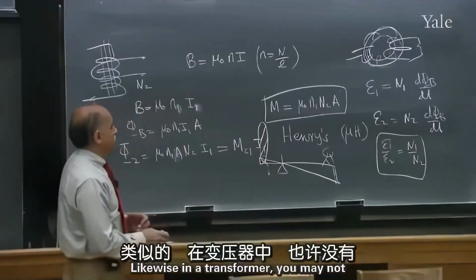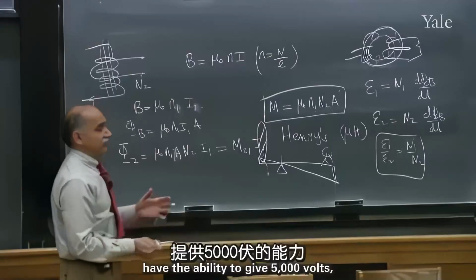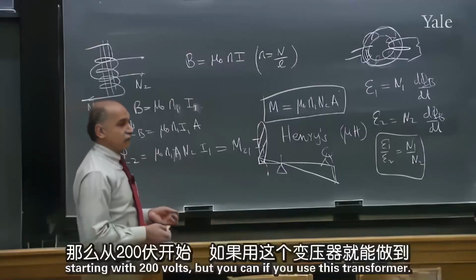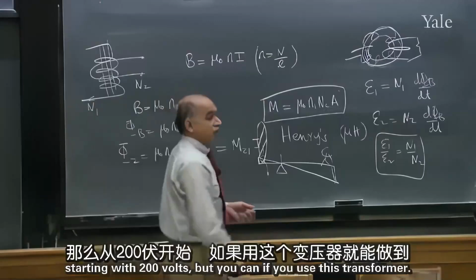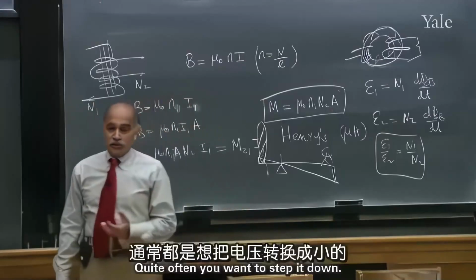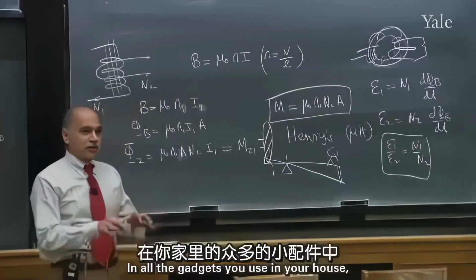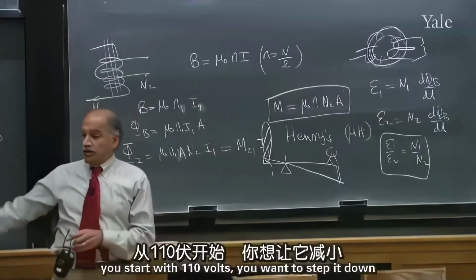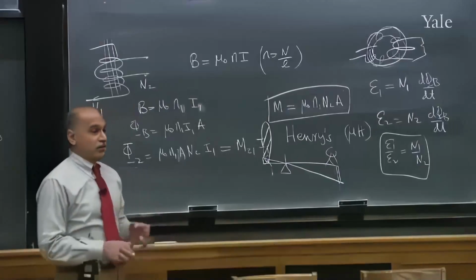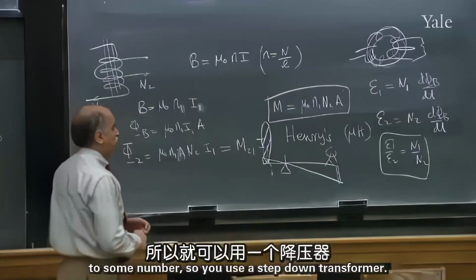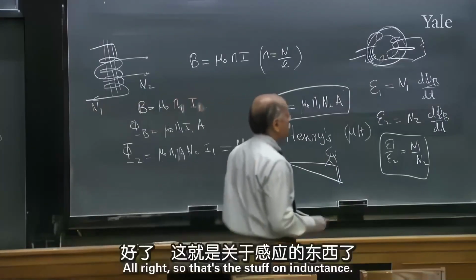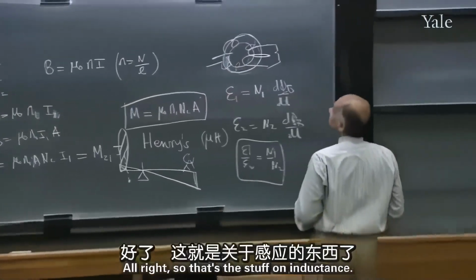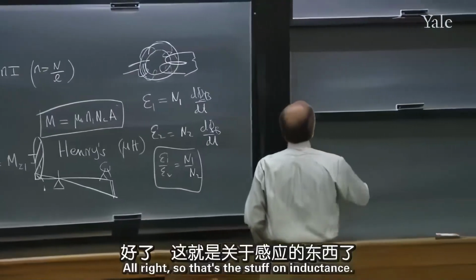Likewise, in a transformer, you may not have the ability to give 5,000 volts, starting with 200 volts, but you can if you use this transformer. Quite often, you want to step it down. In all the gadgets you use in your house, you start with 110 volts, you want to step it down to some number. So you use a step-down transformer. All right, so that's the stuff on inductance.